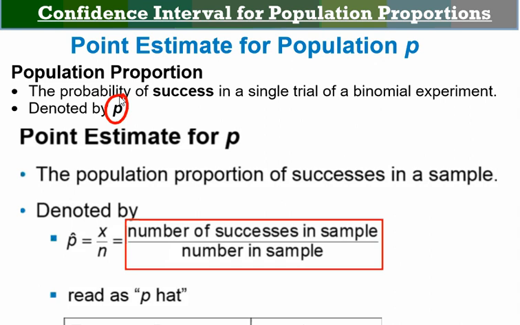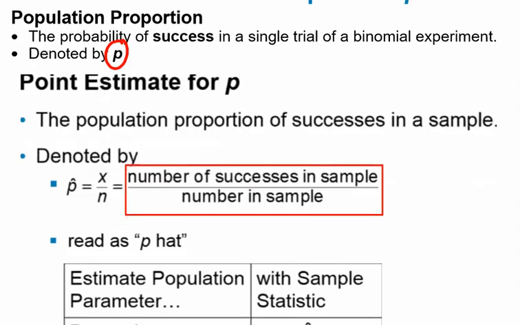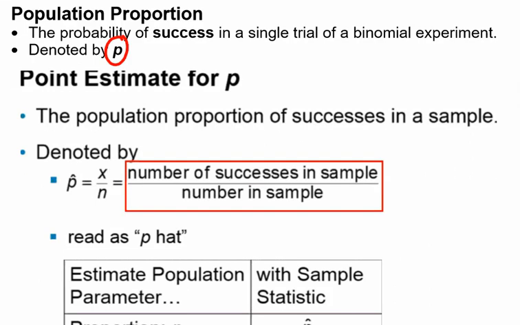We don't know that value. I don't know the exact percent of people that are going to vote for a certain candidate or vote for a certain proposal. So what do we have to do? We have to use a point estimate. The point estimate for p is denoted by p-hat, and we put a little arrow over it. It's really called p hat in mathematics. It's a p with an arrow over the top of it.